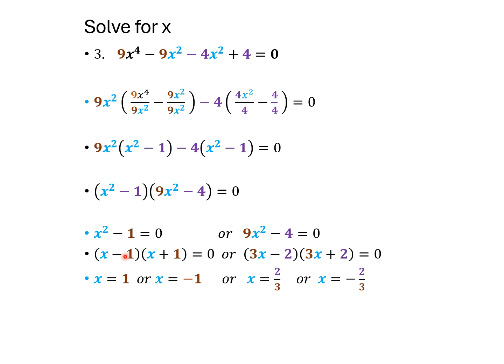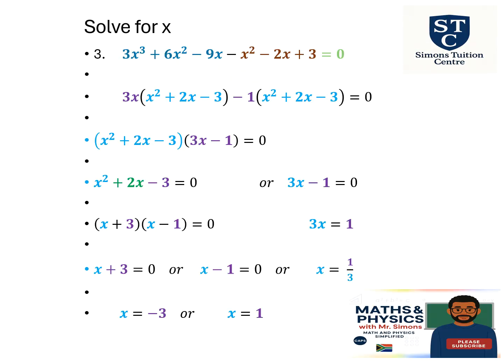So from here, x minus 1 equals 0. If I take negative 1 over, it becomes positive 1. x plus 1, if I take positive 1 over, it becomes negative 1. So x equals 1 or x equals negative 1. There, if I take 2 over, it becomes positive 2, but we always divide by whatever's in front of x. So 2 divided by 3. There, positive 2 goes over, it becomes negative 2, but divided by 3, so x equals minus 2 over 3. Right, let's look at the next problem.